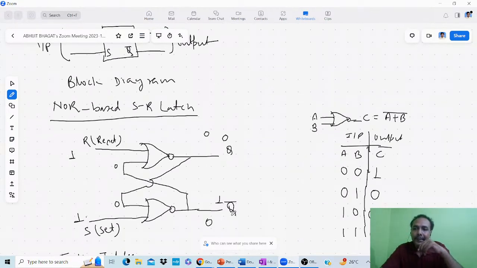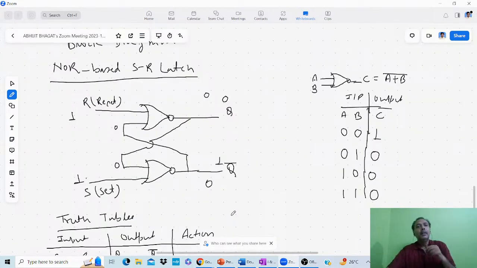Same, this SR latch can be designed by using the NAND gate. So in the next topic I will discuss the NAND based SR latch.